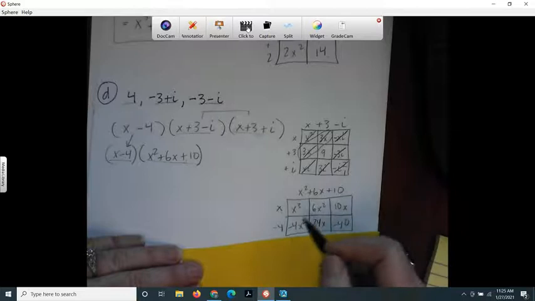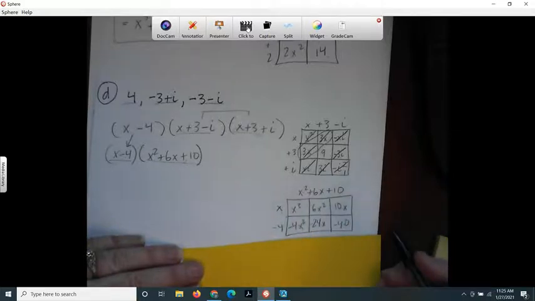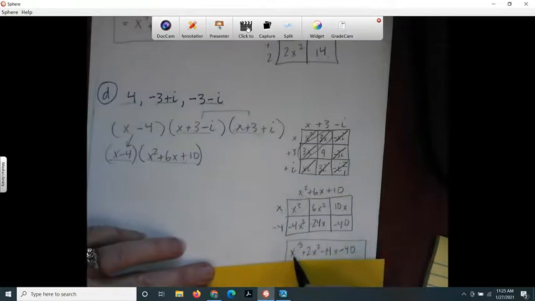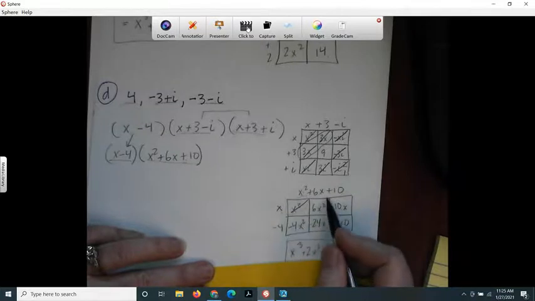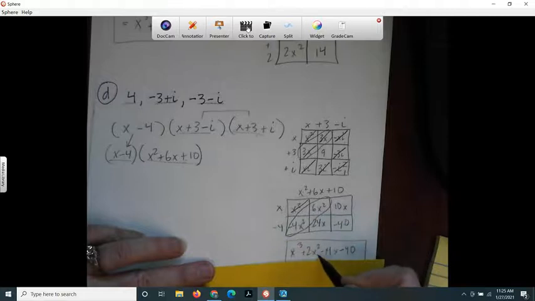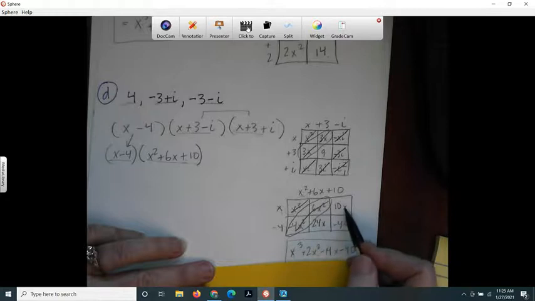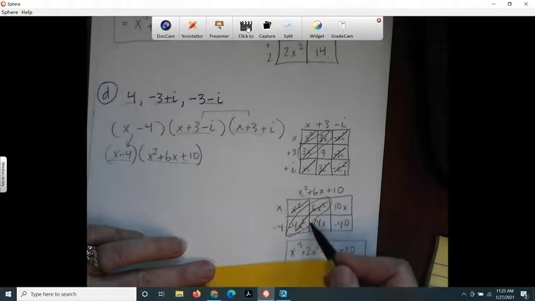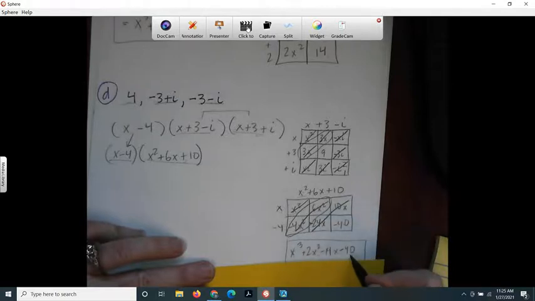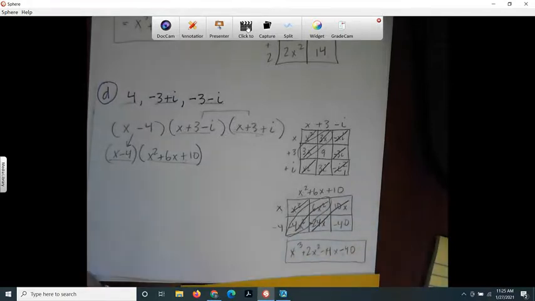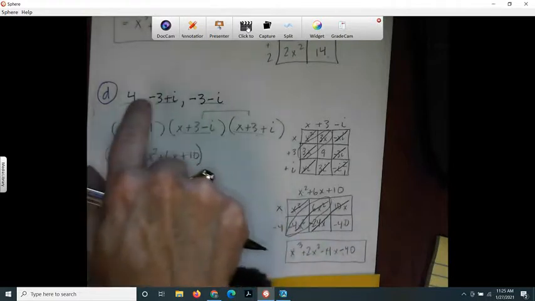Then I'm going to combine like terms if possible. I see I have an x cubed, so that's where that came from. I see I have these two x squared terms, so 6 minus 4, that's where that came from. 24 and 10, actually it's a negative, negative 24. That gives me my negative 14. And there's negative 40. And that's actually the answer. That is the cubic that has these as the roots.